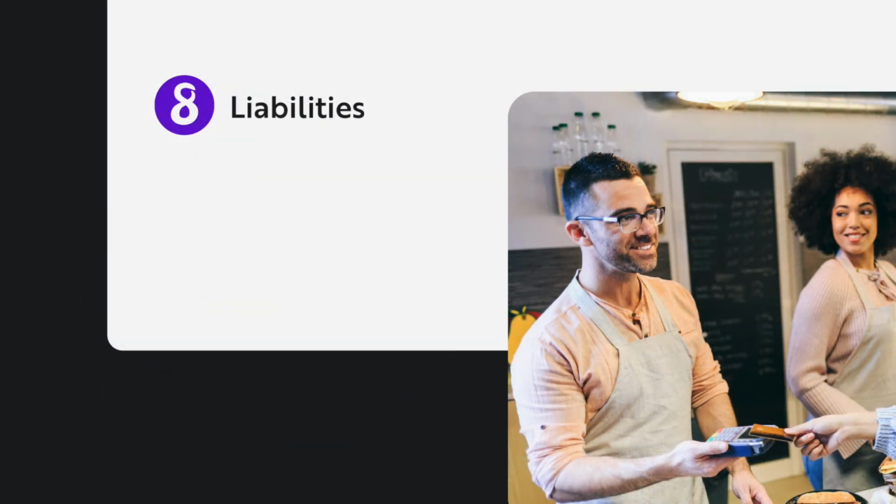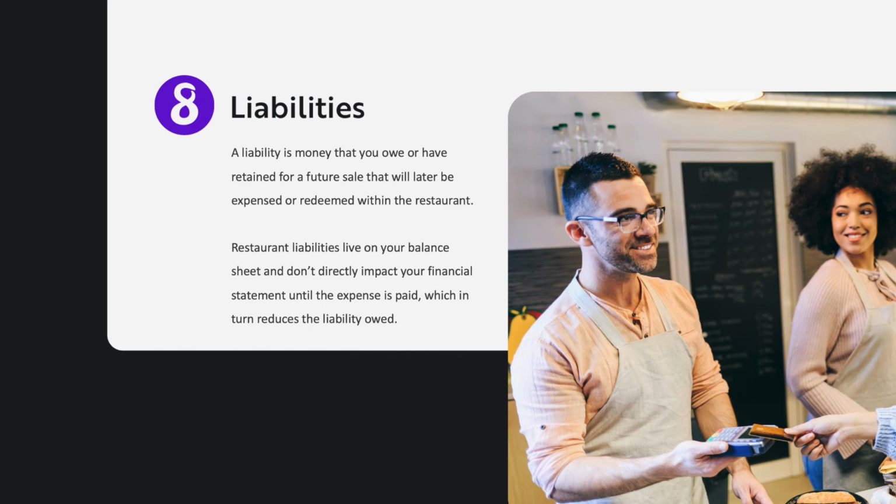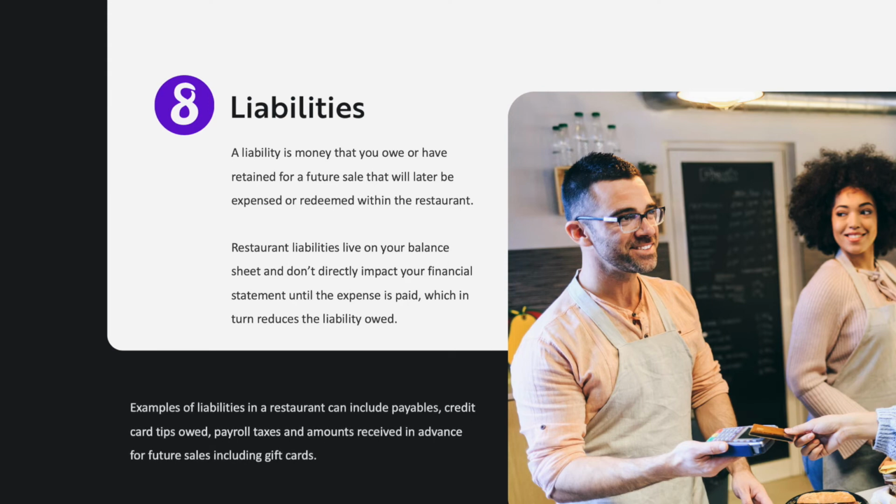At number 8 is liabilities. Liability is money that you owe or have retained for a future sale that will later be expensed or redeemed within the restaurant. Restaurant liabilities live on your balance sheet and don't directly impact your financial statement until the expense is paid, which in turn reduces the liability owed.